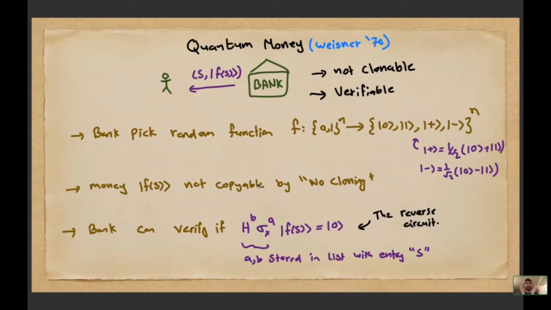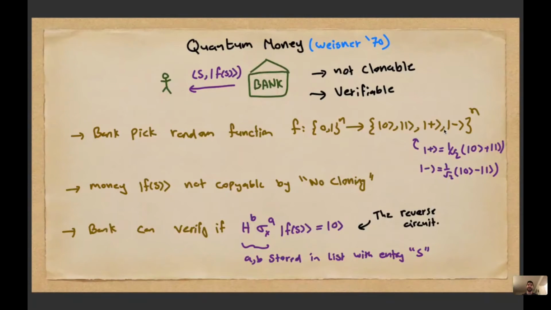Now, this money, because it's a quantum state, this state f of s, immediately by the no-cloning theorem, cannot be copied. Great. The money is for free, not copyable. Now, how does a bank verify this cash? If somebody comes to the bank with a quantum state and also the input s to the function that the bank used for making this state, the bank would have stored in their database what state this should be, what value 0, 1, plus, minus should be in the state, that s is pointing to.